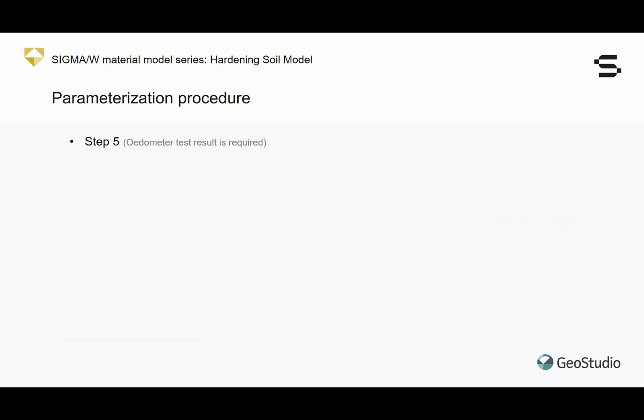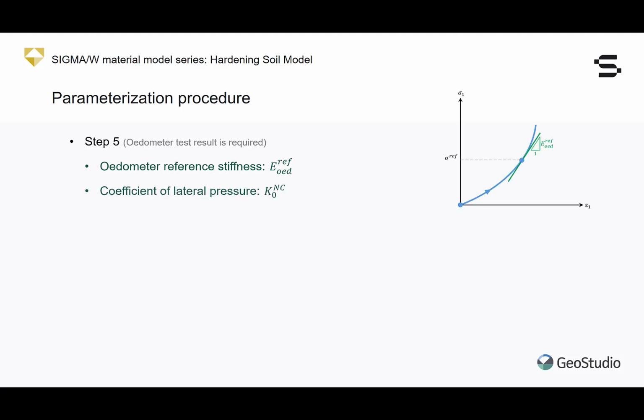In the second last step of the parameterization procedure, the odometer reference stiffness and the coefficient of lateral earth pressure are estimated. The odometer test result is required for this step. However, these values can be approximated in the case where the appropriate laboratory result is not available. As mentioned earlier, the odometer reference stiffness is defined in a one-dimensional compression test. By definition, it is the tangent stiffness at the point where the vertical stress is equal to the reference stress.